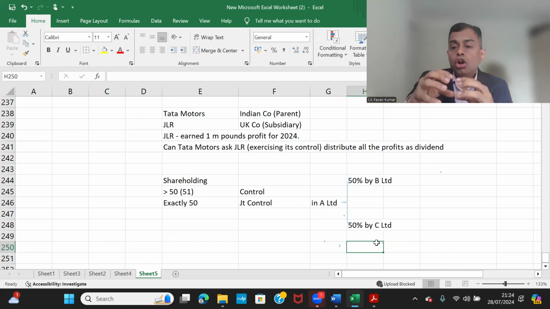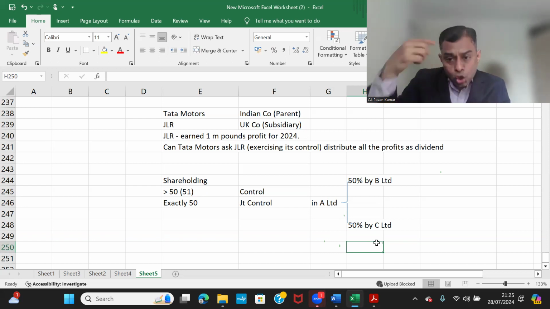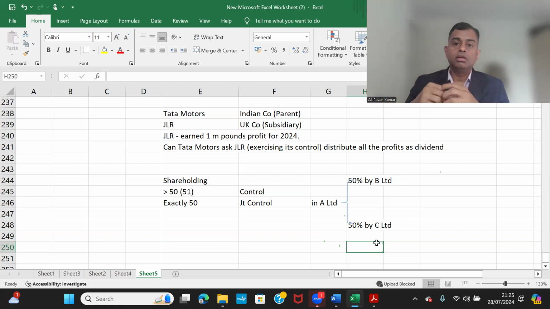So control on A Limited can be exercised only by B plus C together. Individually, B cannot do anything. Individually, C cannot do anything. But B can block C, C can block B. I can freeze you. You cannot make any decision without me. Unless I cooperate, you cannot make any decision. Unless you cooperate, I cannot make any decision.